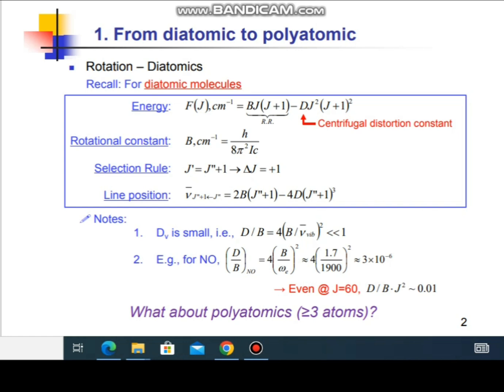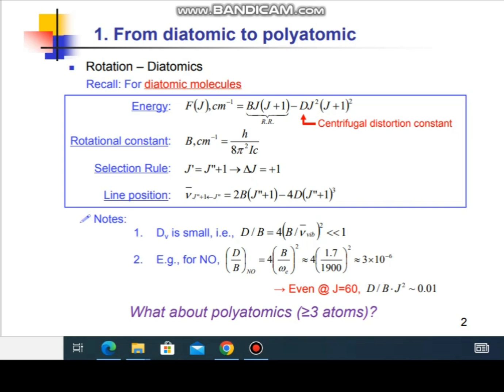The energy for the diatomic molecules is given as B into J plus 1 minus D J squared into J plus 1 the whole squared, where D is the centrifugal distortion constant and B is the rotational constant. The selection rule for rotational spectroscopy is delta J is equal to plus or minus 1, and the line position is also given here. The D by B value is very small for a diatomic molecule, and one example, NO, shows how to find the D by B value, as given here.